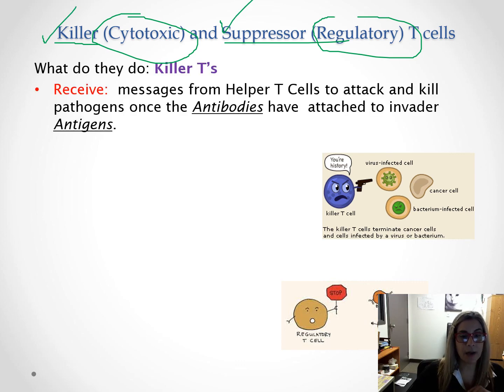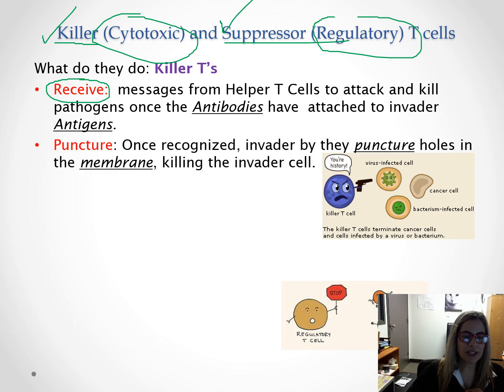So killer T's are kind of what the name implies. Remember, they receive information from those helper T's after the helper T's have given the plasma B cells the antigen information, and then they attach to the invaders and kill them. They do that by puncturing the membrane of the invader cell, because when they do that, the invader pathogen can no longer reproduce because its membrane is damaged. They also kill cancer cells.